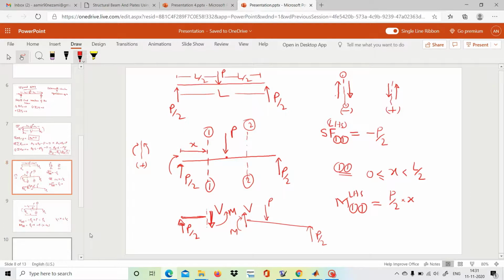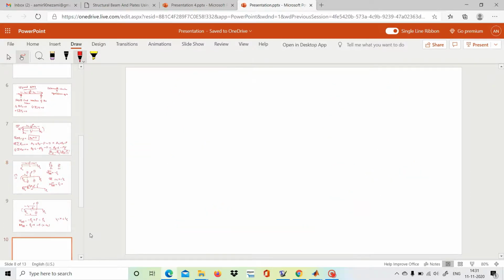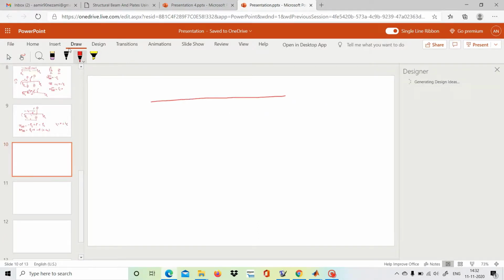So now we will draw the shear force diagram. P load, P by 2, P by 2. Now we will draw the shear force diagram for this beam.